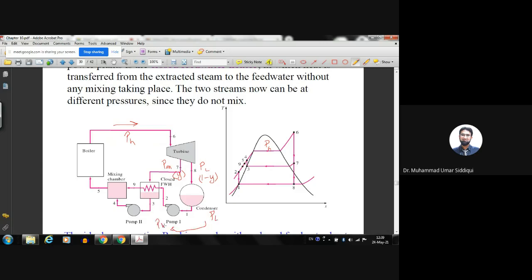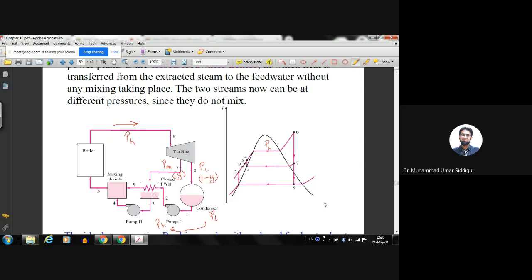So we have a high pressure fluid at the exit of pump 1, but not all of the fluid, only 1 minus Y fraction of the fluid. Now this fluid is going to pass through the heat exchanger, where on the inner side will be the fluid coming from the turbine exit, and outside of this heat exchanger we'll have the bleed coming out from the turbine. The bleed and the inside fluid are not going to mix together, they're going to exchange heat with each other in the closed feed water heater.